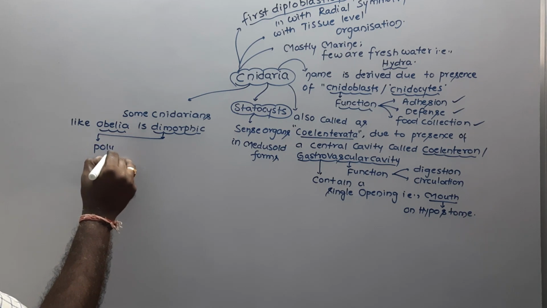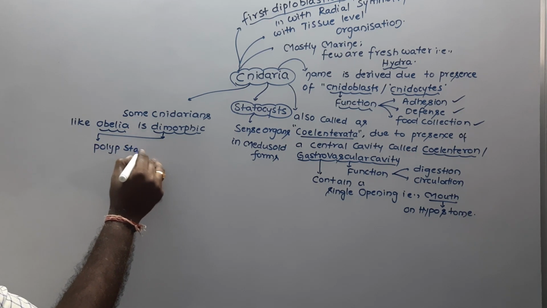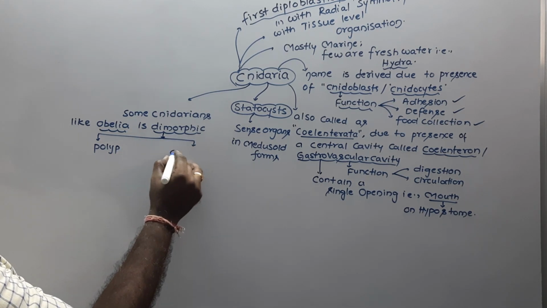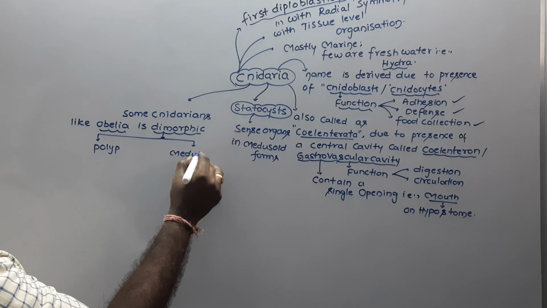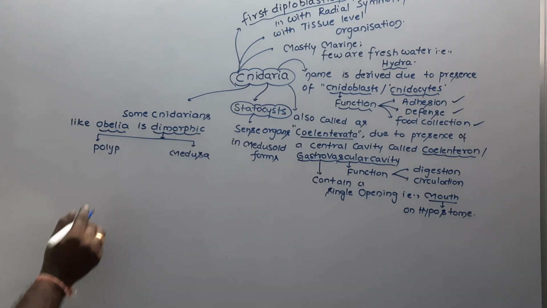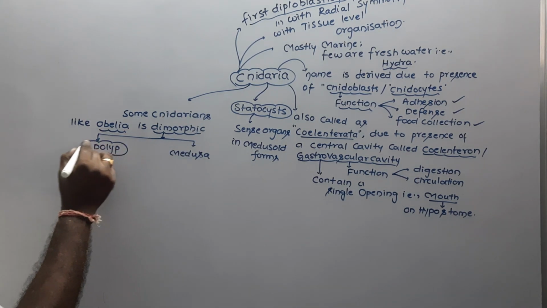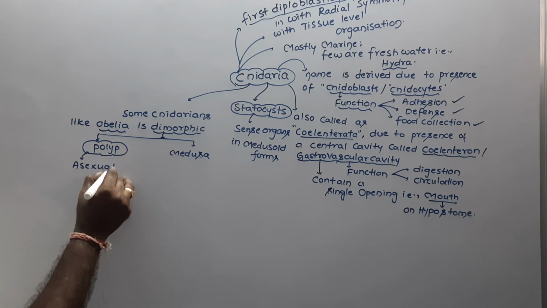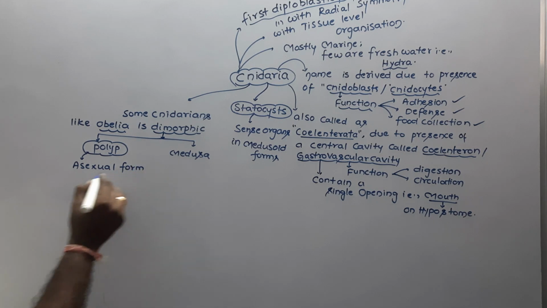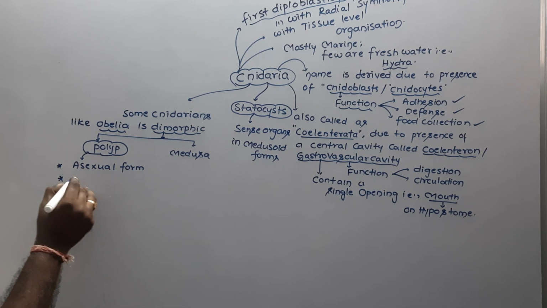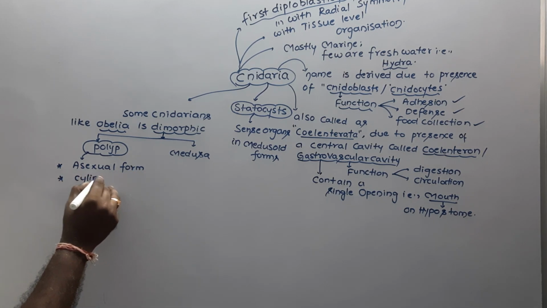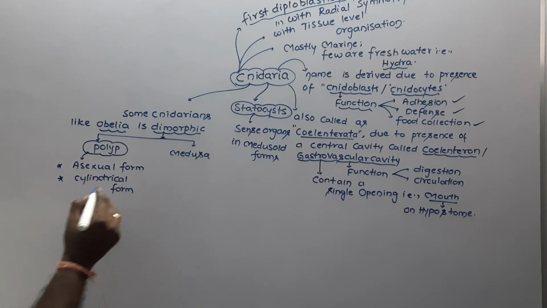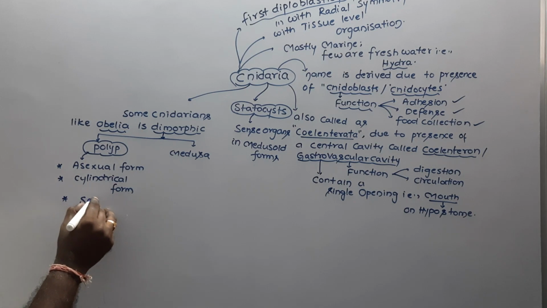One of the stages is called the polyp stage, the other one is called medusa. Sir, how is the polyp stage? The polyp stage is called the asexual form. It reproduces asexually, hence it is called the asexual form. The polyp form is cylindrical. Its body is straight. The polyp form is called sessile.